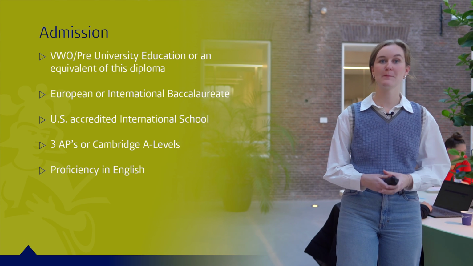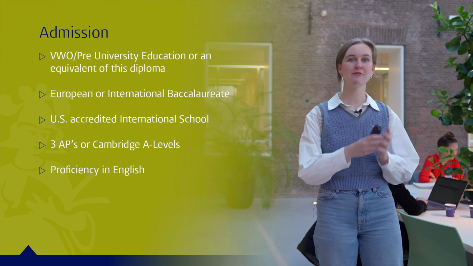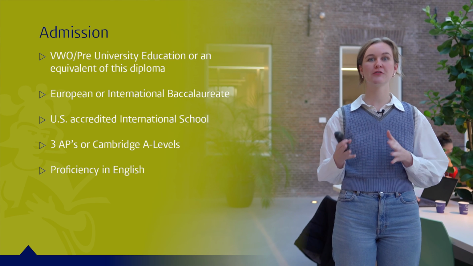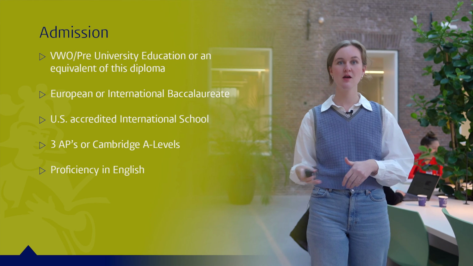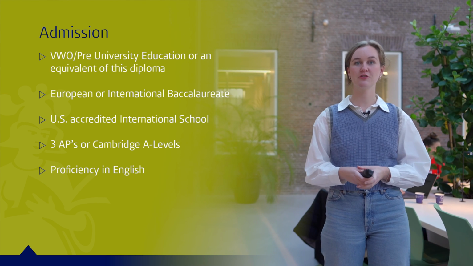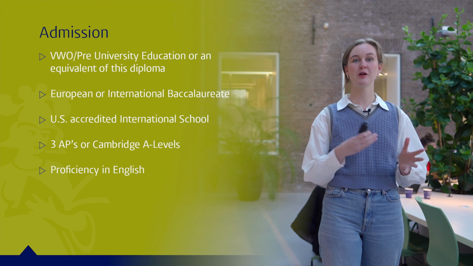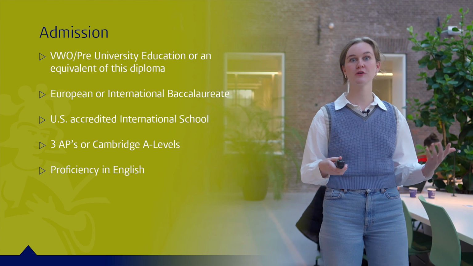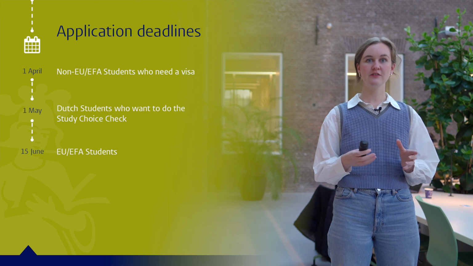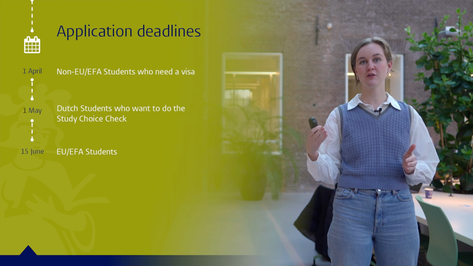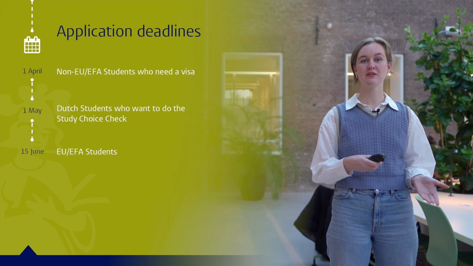Now a little bit about admissions and applications. In order to apply, you will need to have a VWO diploma or Dutch pre-university education diploma or any international equivalent of this diploma. Moreover, you will also need to have proficiency in English. We highly advise you to check out our website to find out more about the specific requirements for your country. And here you can see all the application deadlines. As you can see, there's different deadlines depending on where you're from. So again, we advise you to check out our website for the latest updates on these deadlines.